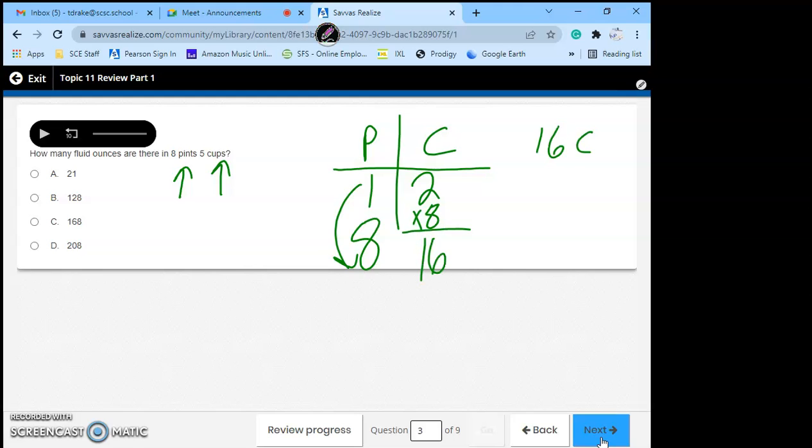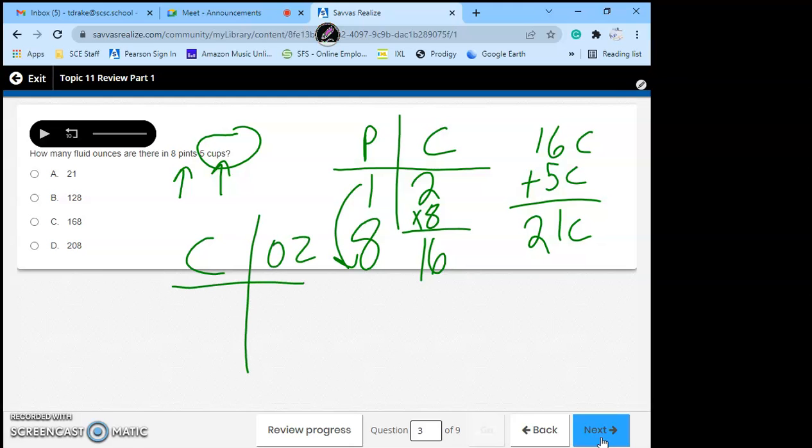So I have 16 cups, but I also have this additional 5 cups. So I need to add that in. So really I have 21 cups that I need to turn into ounces. So now I can turn my cups into ounces. 1 cup is 8 ounces. I have 21 cups. How do I get from 1 to 21? Times 21. So 21 times 8 to see how many ounces.